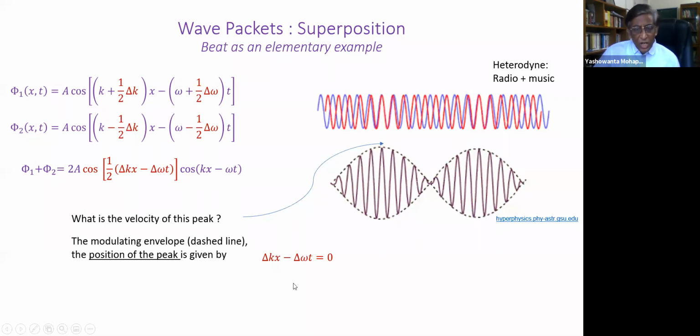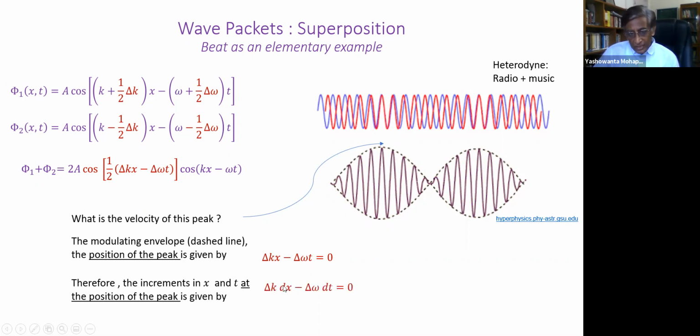And then if there is a slight change, then the increments in x and t at the position of this peak can be given by delta k x dx and delta omega dt, and that must also be 0 after it has moved in space. So that is going to give me what is called the group velocity, dx by dt, that is delta omega by delta k. So this is the speed at which this packet, this whole one packet from 0 to 0, is actually moving.